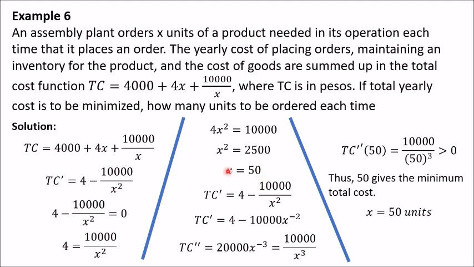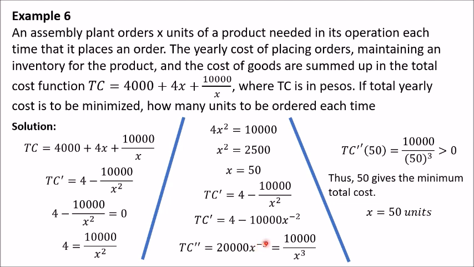So now, we will get the second derivative test para matest natin kung ito ba ay magbibigay sa atin ng minimum. So, from this, rewrite lang natin, kukunin natin yung first derivative, which is TC prime equals 4 minus 10,000 over x squared. So, ayan, pinakita ko lang kung paano talaga kukunin yung derivative nito. Itaas natin yung x squared, kaya naging x to the negative 2. And then, the derivative of this, of course, derivative of 4 is 0, so wala na yan. And then, derivative of the next term here, we have negative 2 times negative 10,000 is positive 20,000.